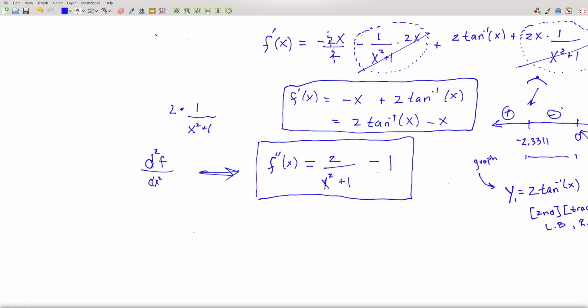Let's make a sign chart for it. Now, how do you make a sign chart? Well, you make a sign chart the same as we did before. In order to make a sign chart for the second derivative, I'm indicating this is for the second derivative, we need to know the critical numbers.